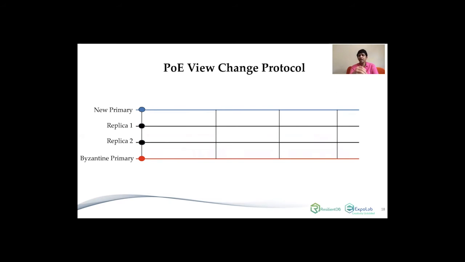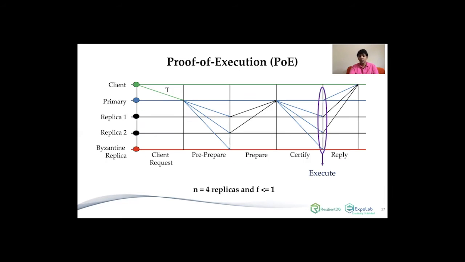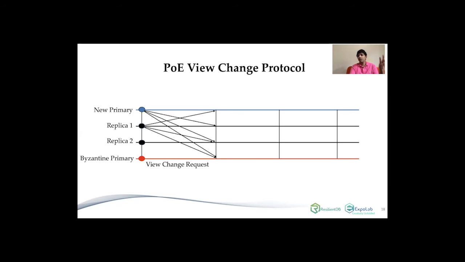So let's look at a scenario where what happens if the primary is bad. So how does a replica come to know a primary is bad? Well, a replica will come to know a primary is bad in PoE once it does not get a threshold share. If it does not get a threshold share, it will not be able to execute the request and will not be able to reply to the client. In such a case, it will say, hey, my primary is bad, something has to be done. And that is what is being done. Every replica basically claims that primary is bad, something has to be done.